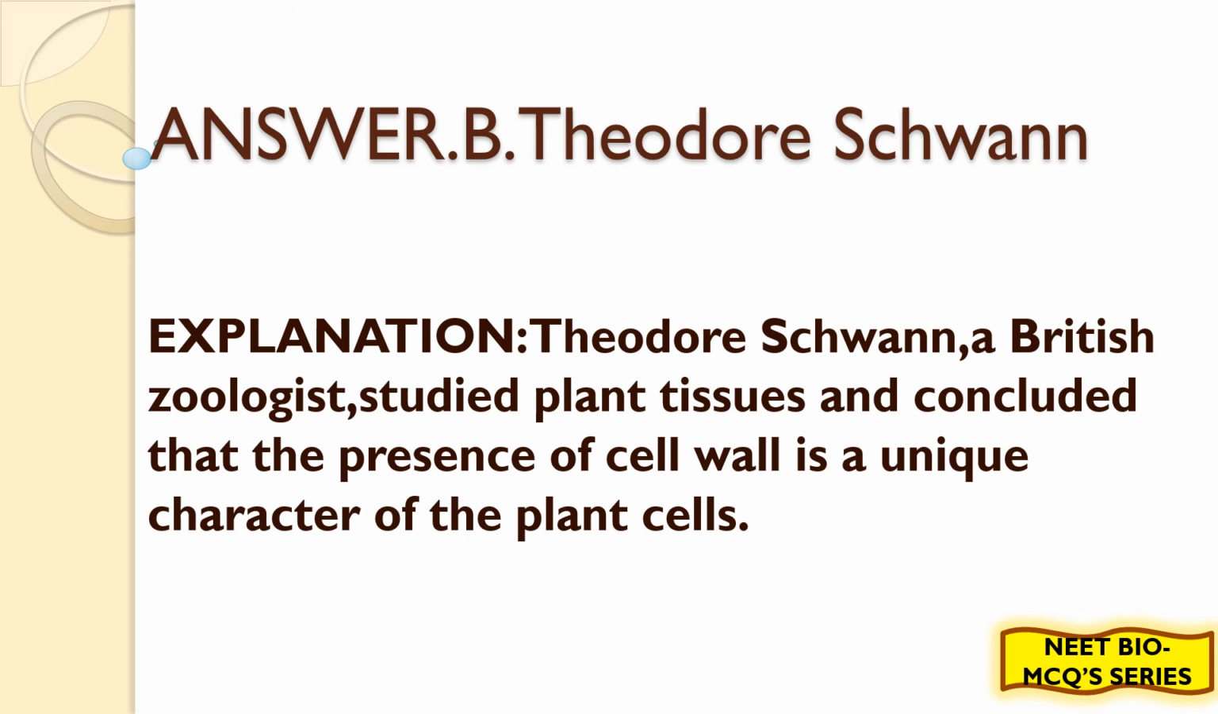Explanation is, Theodor Schwann, a British zoologist, studied the plant tissues and concluded that the presence of cell wall is a unique character of the plant cells. So, he did study the plant tissues and found this unique feature of cell walls. Please remember that animal cells do not contain cell wall, they contain a distinct plasma membrane.